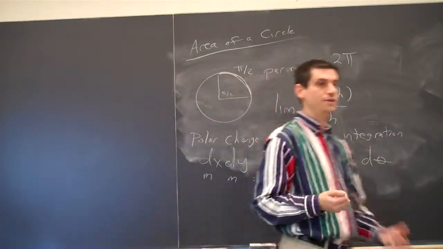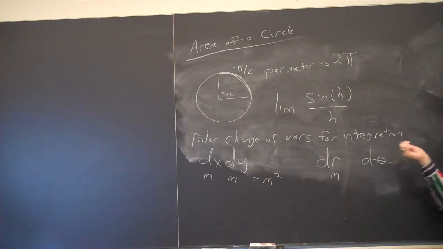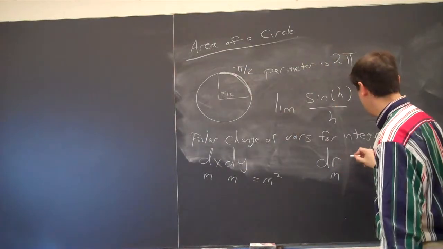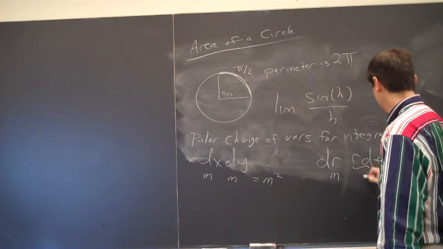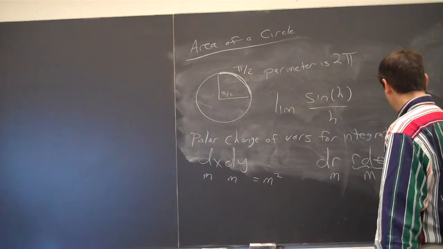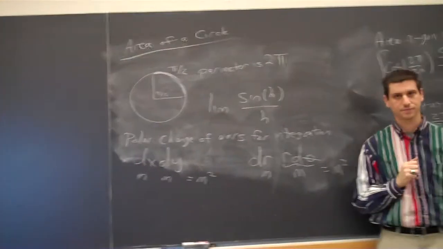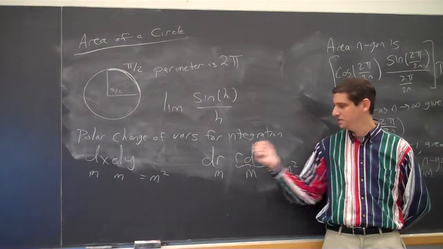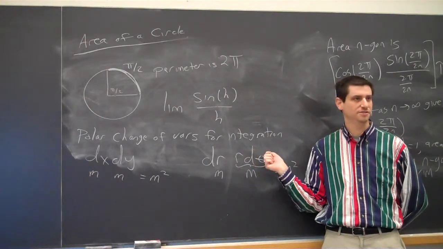What can I do to convert d theta to being a length? Multiply by r. If I multiply by r, and I now talk about the length of this arc here, if I do r d theta, in meters, I get meters squared again. Okay?